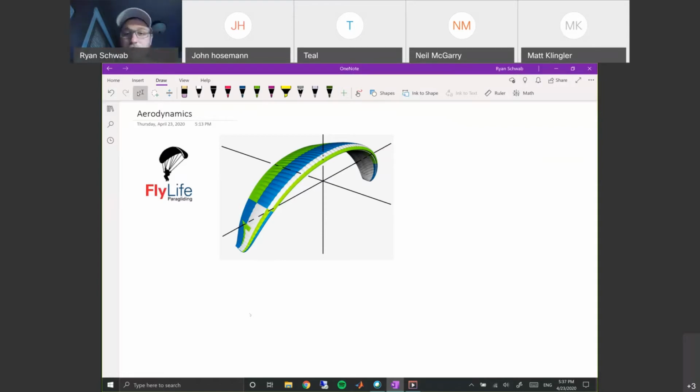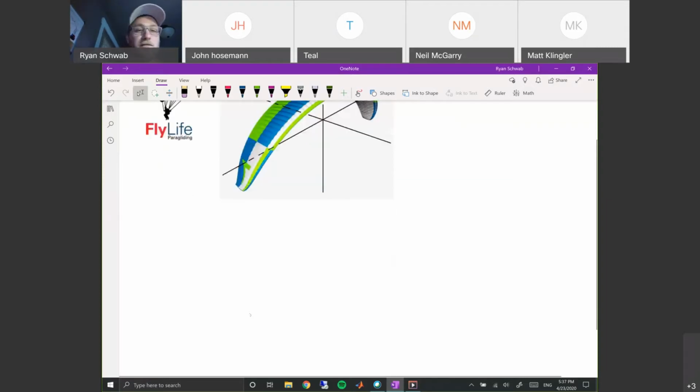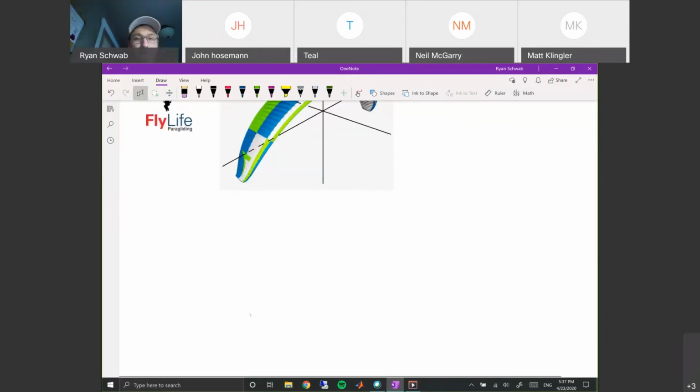Okay, so aerodynamics. Why and how your wing flies and why that matters. So to start off, we'll talk a little bit about air pressure, and what it means to be at high and low pressure.